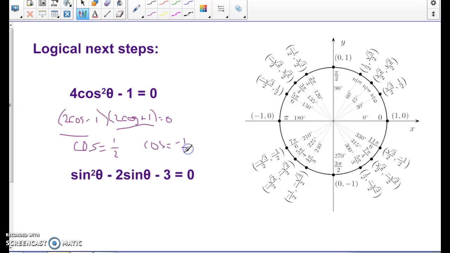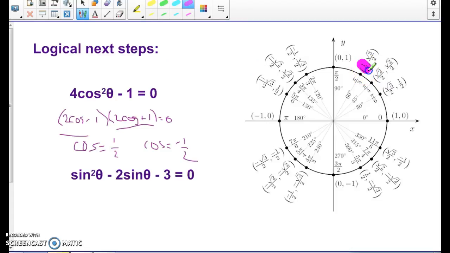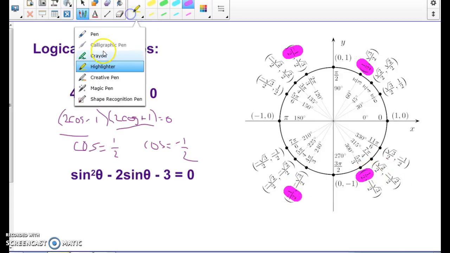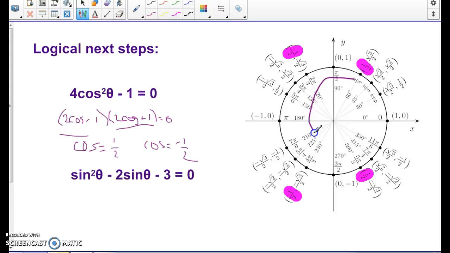So I need to go to my unit circle, and I need to identify the spaces where cosine's positive 1/2 and where it's negative 1/2. And here we are. Now we have some very nice repeats because these two repeat every pi. So I can condense my answers because I can say it's pi thirds plus pi n. That takes this guy out and this guy out and all the repeating ones.